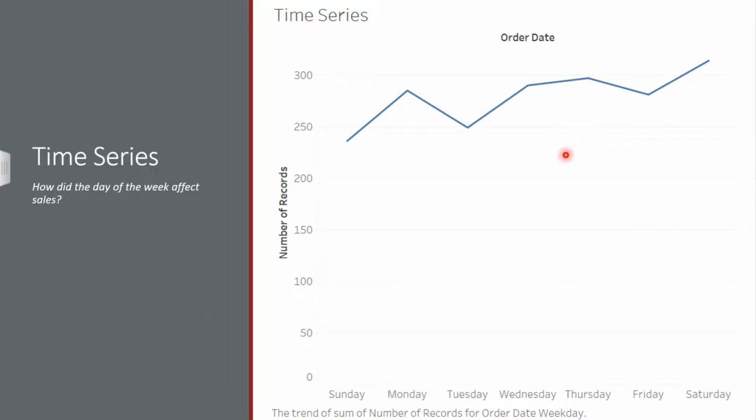You can imagine that if we did this in a bar chart, again, it would work, but it just doesn't quite get the point across to the same degree.